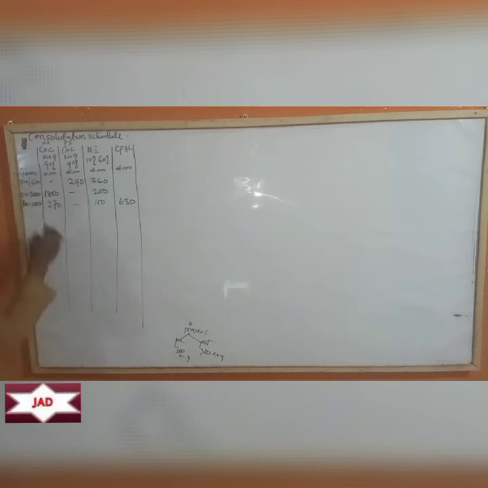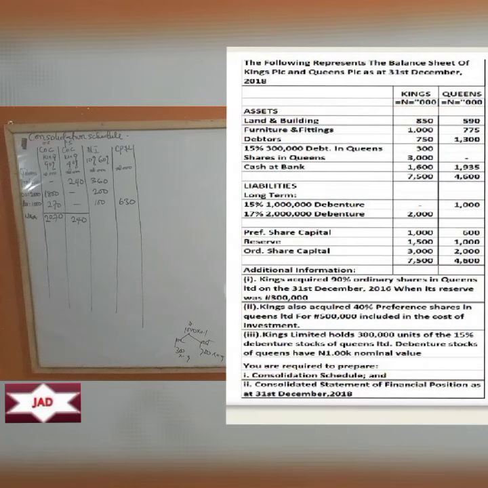So let's go. What do you have there now? You have net asset acquired. This is 2,070. This is 240. Let's check. 1,800 plus 270, 2,070. So what's the investment here?